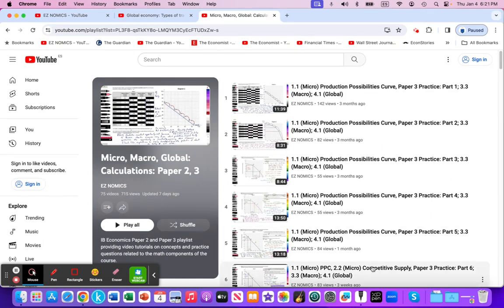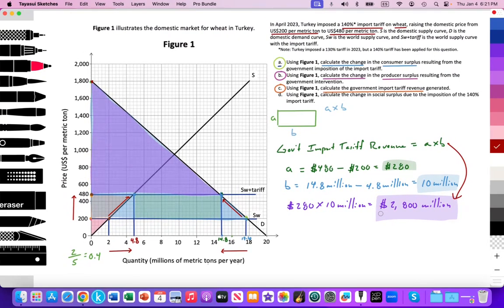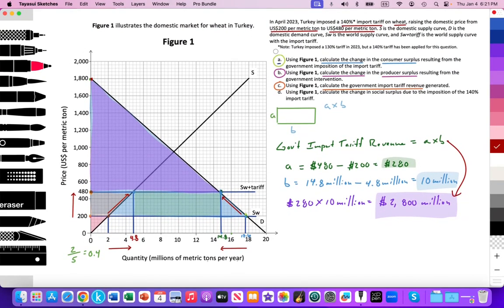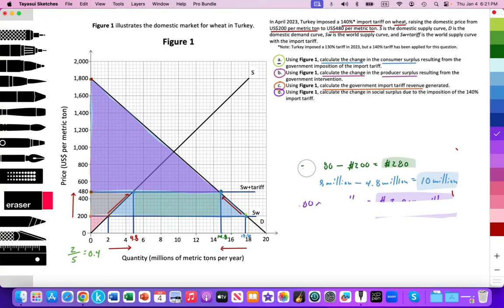You'll find that there. So this video is going to be focused on answering the last question in this paper 3 type of exam, which is question D that we see here. This question is going to focus on calculating the change in social surplus. In the previous video, we went over calculating the government tariff revenue collected, so I'm going to get rid of those workings and let's tackle this last question.